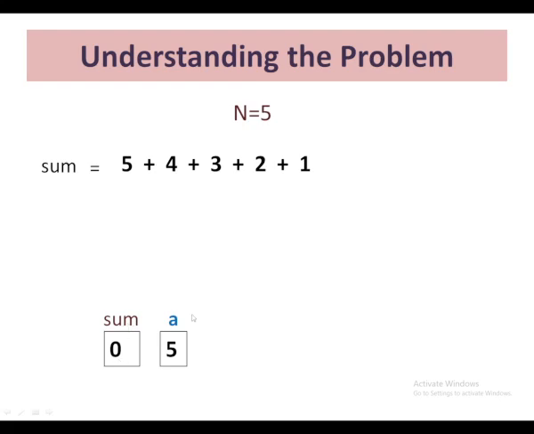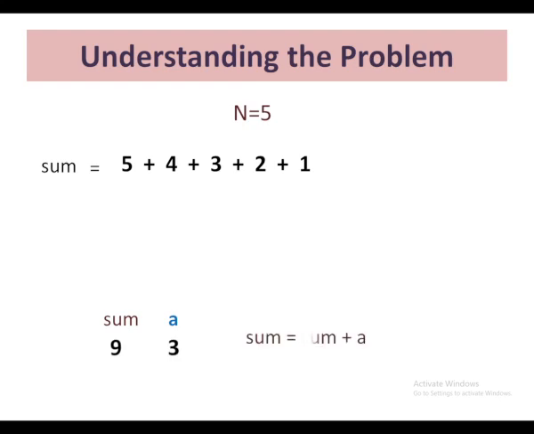So my sum value is 0 and a is 5. So I need to do sum equal to sum plus a. So my sum value becomes 5. Then I will decrement my a because my next value is 4. So I decrement a by 1, so it will become a is equal to 4. Then again I do the process repetition, sum equal to sum plus a. So 5 plus 4 I get 9. Then again I will decrement a. So I will get the value as 3.